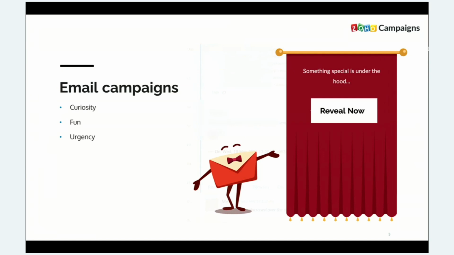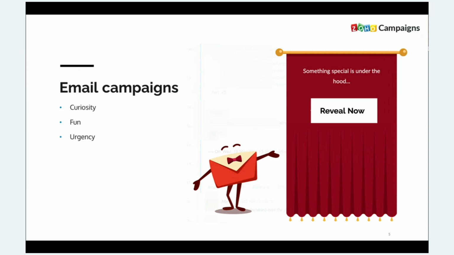Usually, email recipients interact with your emails if it has got a curiosity element, or if there is some fun stuff, or if there is urgency. So these are the three elements that any email recipient would try and interact with in your emails.